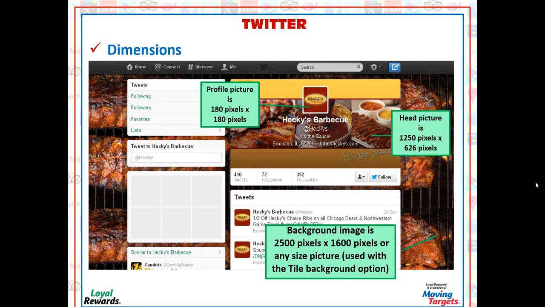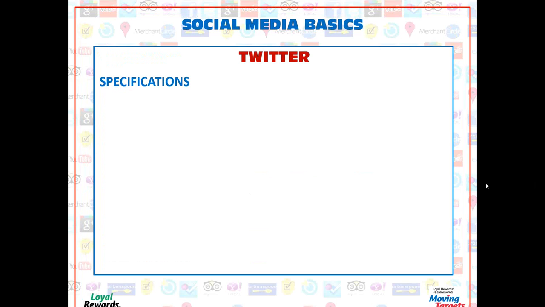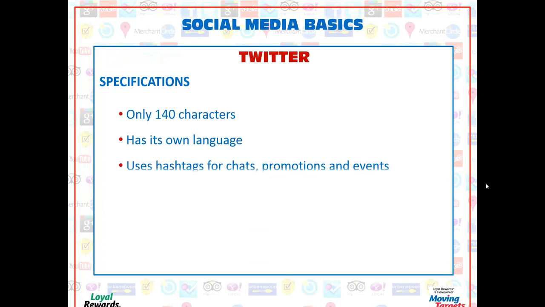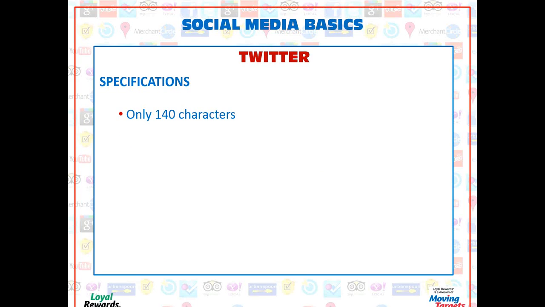So let's go to the specifications. Twitter can only be 140 characters. So when you're posting, you cannot go over that. On Facebook, you can do as much as you want to. We don't recommend writing a lot, because people won't take the time to read. Most people are on their phones, and the screen is really small. So if you write something that's really long, people just ignore it and don't read it at all.